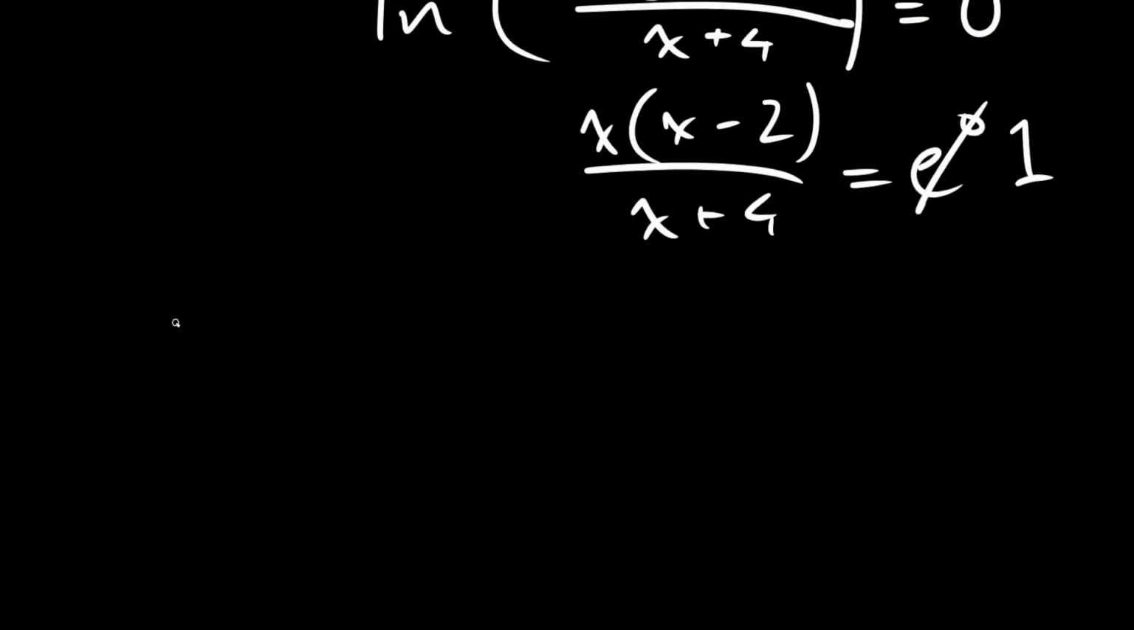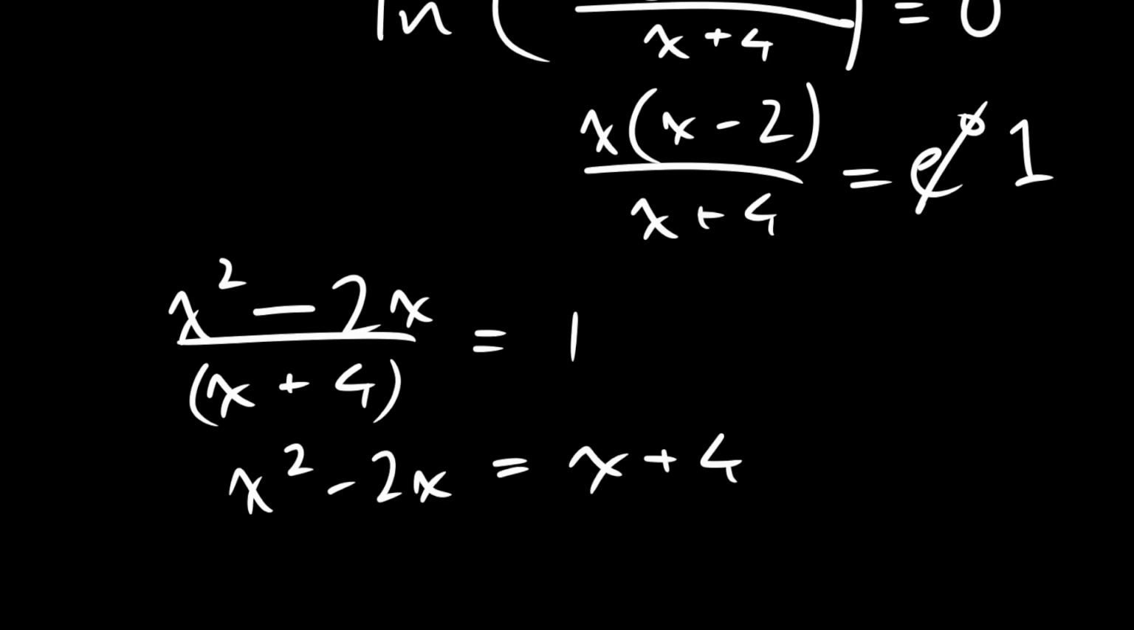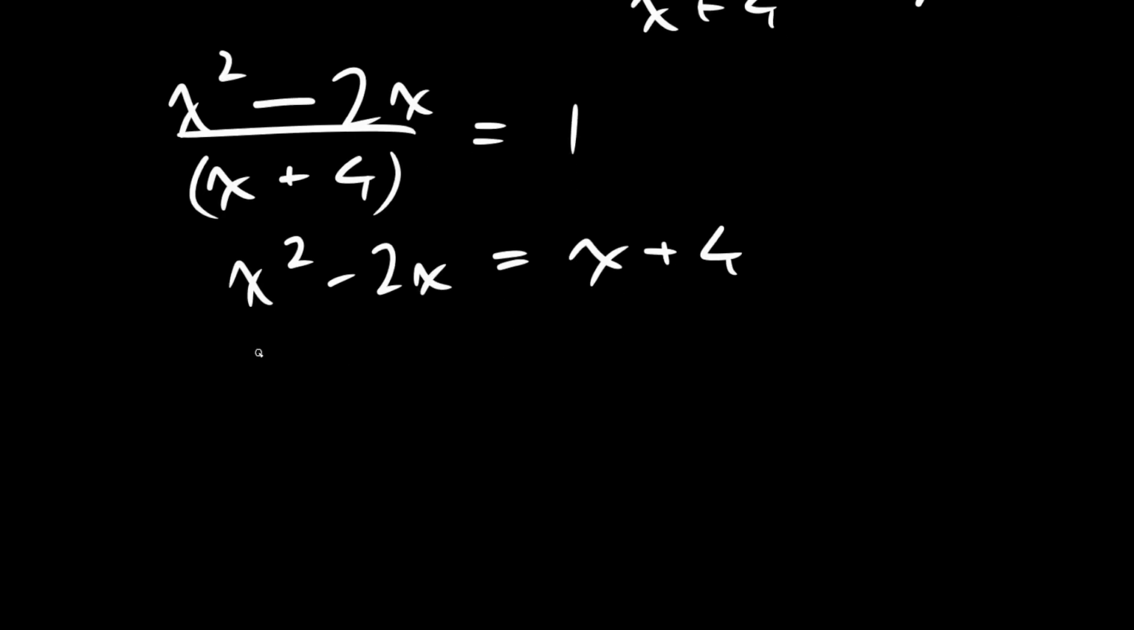And now we have a little expansion here: x squared minus 2x divided by x plus 4 equals 1. I'm going to multiply both sides by x plus 4 to get x squared minus 2x equals x plus 4. And I'm going to rearrange terms: x squared minus 3x minus 4 equals 0.